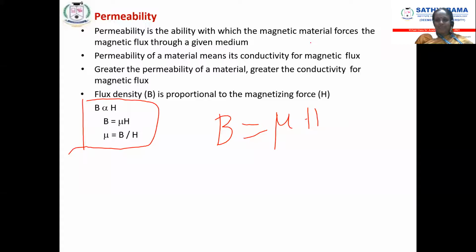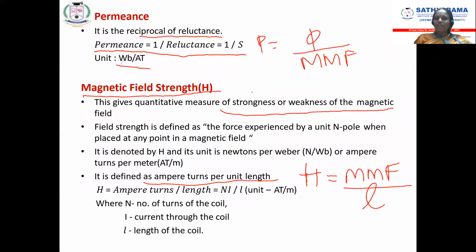I think some of you posted the answers. Yeah, Tarunya, very good. Actually this formula is known to you, but what we learned today is a new formula: H equal to mmf by L.